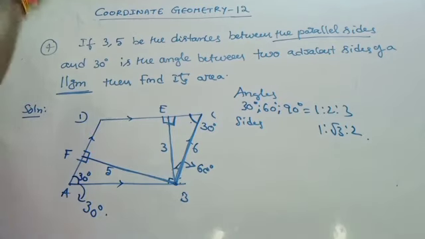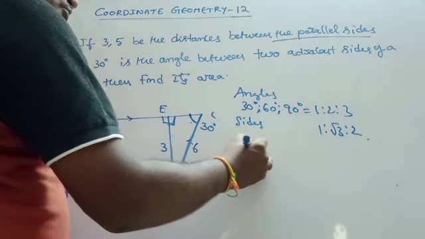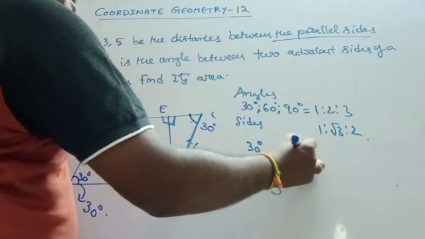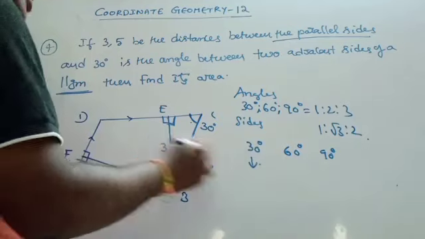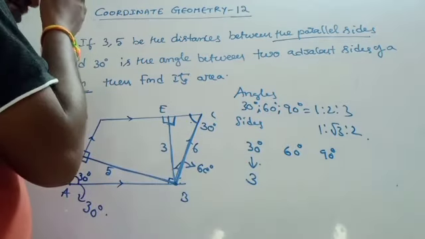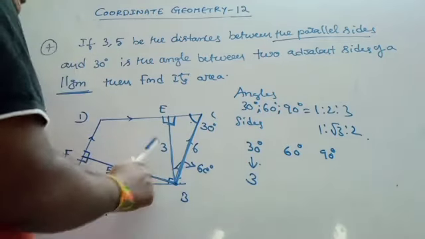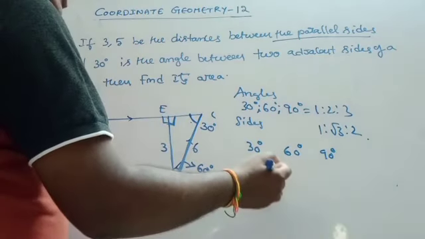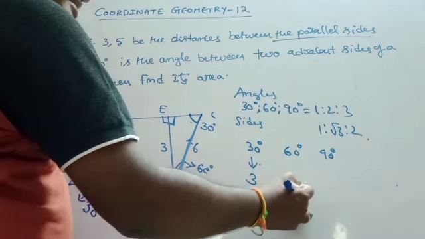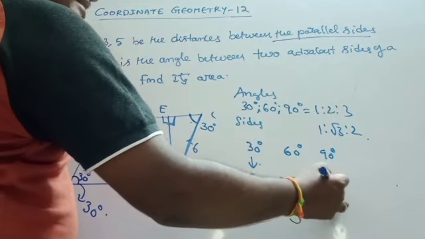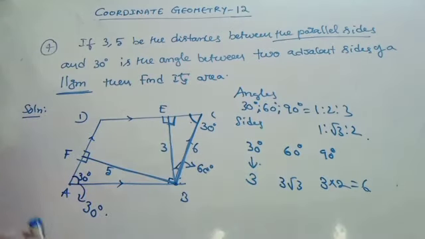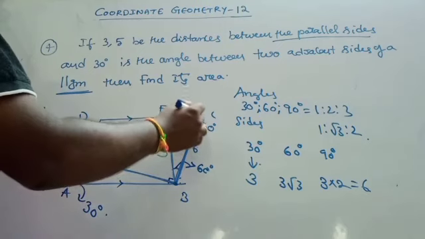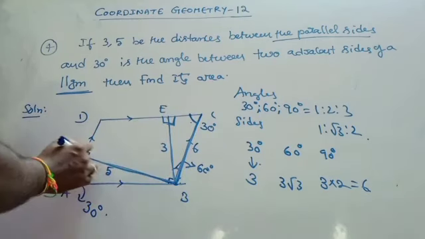Now, see, opposite to this is 30 degrees, this is 60 degrees, this is 90 degrees, they are 1:2:3. Opposite to 30 degrees you are having 3 means, right? Opposite to 60 degrees you have to get 3√3. Opposite to 90 degrees you have to get 3 into 2, like this. That means 6 opposite to this. That's why you have got this as 6 here. So now you know, this is the base 6 and the height is nothing but 5.